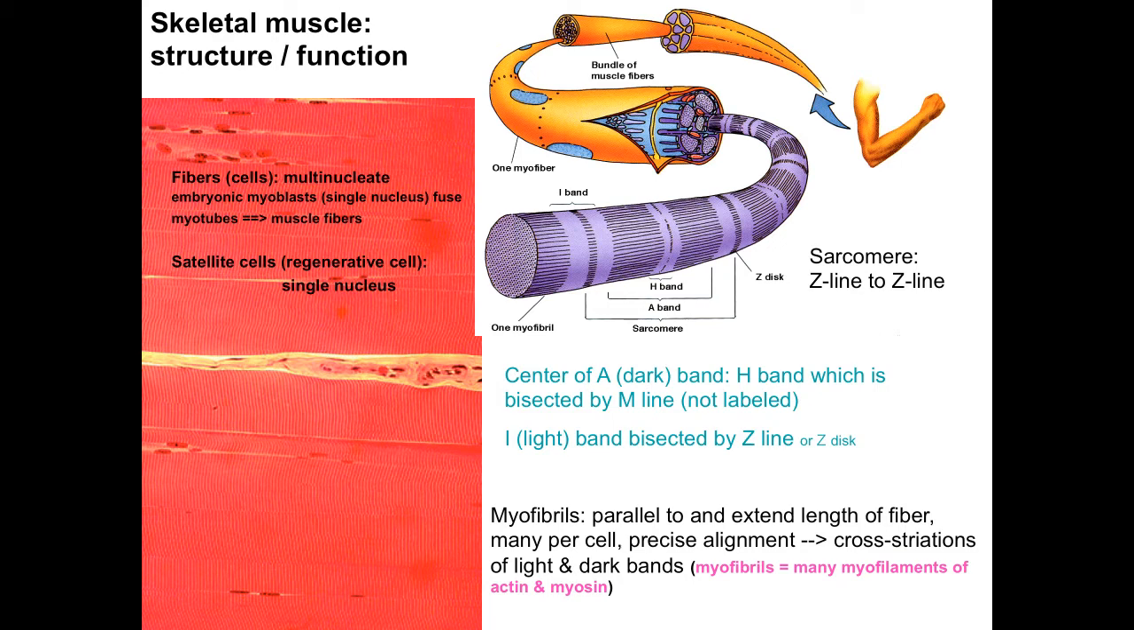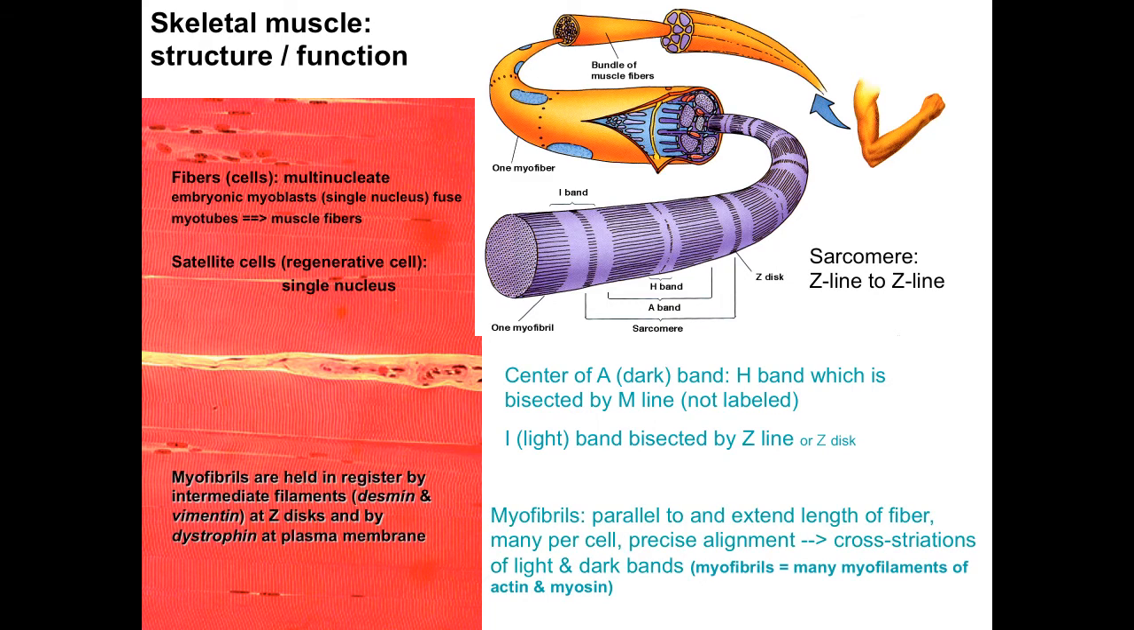And a myofibril would equal many myofilaments of actin and myosin. And the myofibrils are held in register by intermediate filaments. So, for example, molecules like desmin and vimentin are at the Z discs, and they help to hold the myofibrils in register, and molecules like dystrophin at the plasma membrane will help to hold the myofibrils in register.